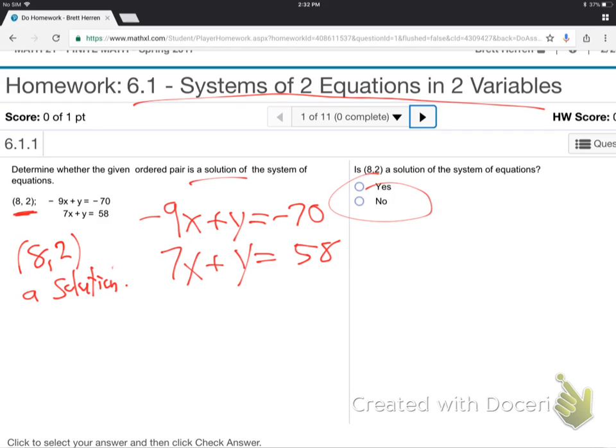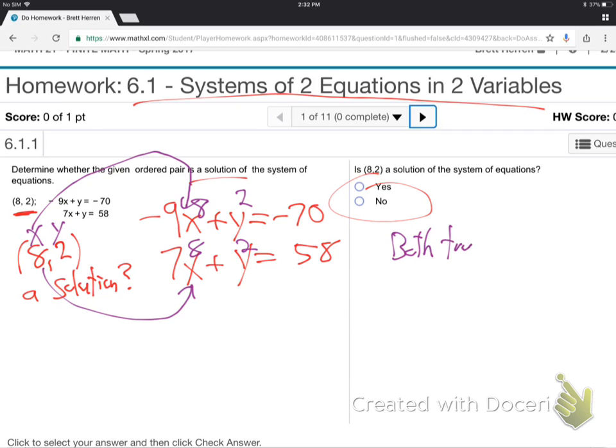How do you, yes or no? It's just a yes-no question. It's just a plug-in. So this is x, this is y, right? The x always comes first, y is always second. So you literally just grab the 8, plug it in for x, and 2 for y, and you just find out if they're both true. If both are true, it's a yes. Otherwise, it's a no.